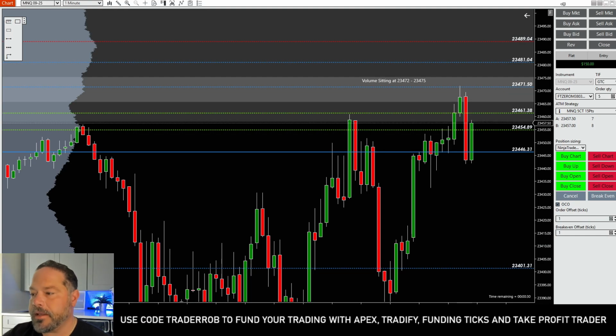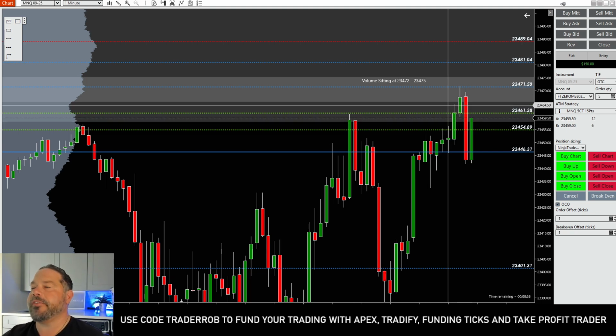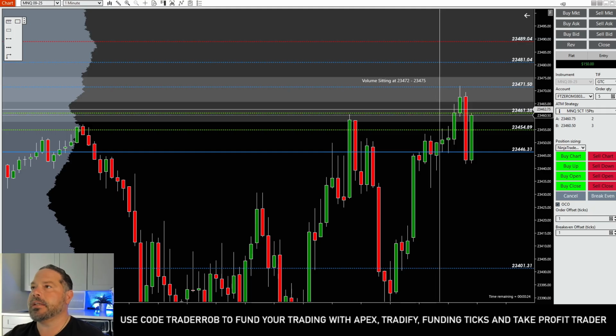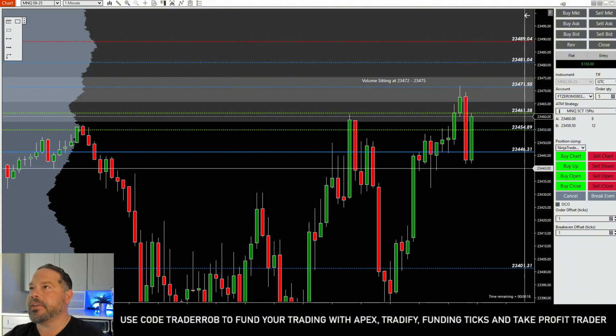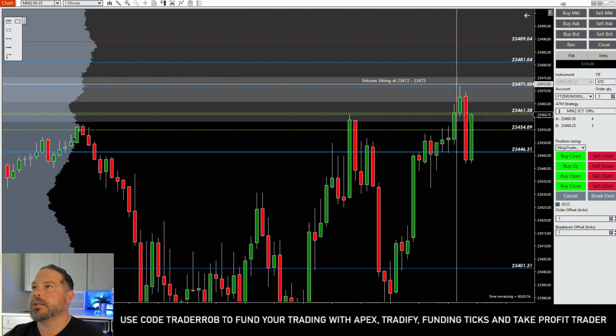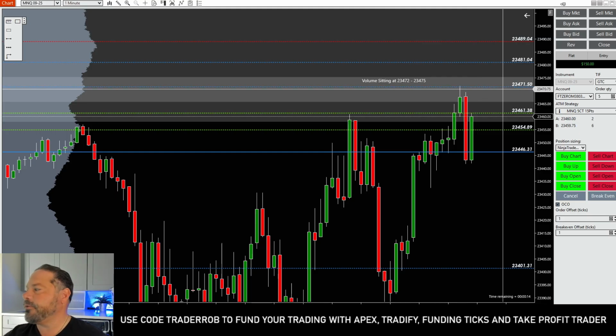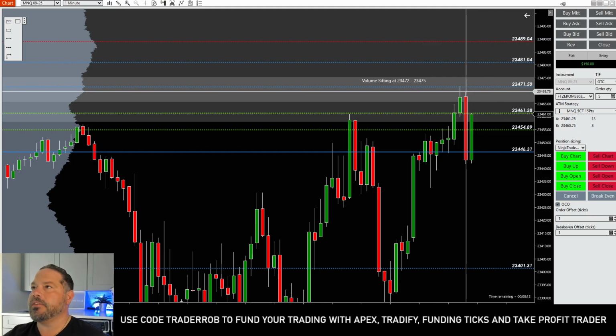All right, well, there you saw it. Pretty simple trade. I had to refine it a little bit, obviously, and all really based on price action. The Bookmap obviously helped me out a tremendous amount because this level here, the 23,471, just started stacking.